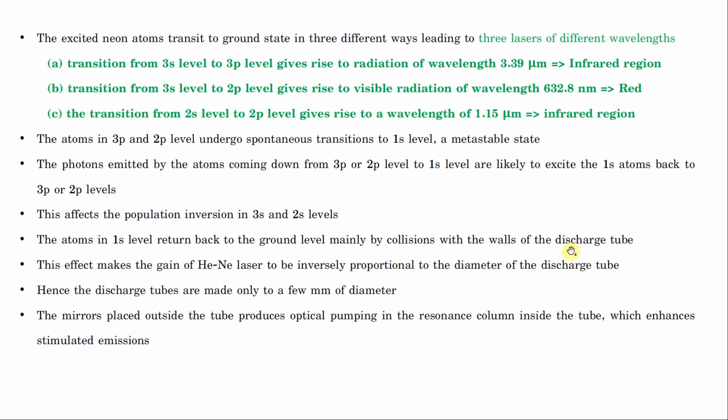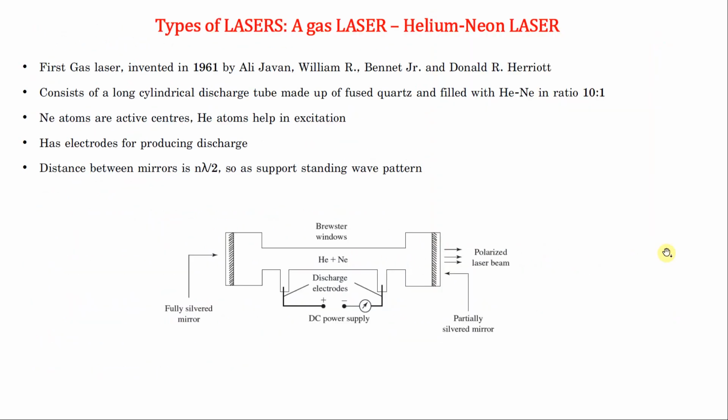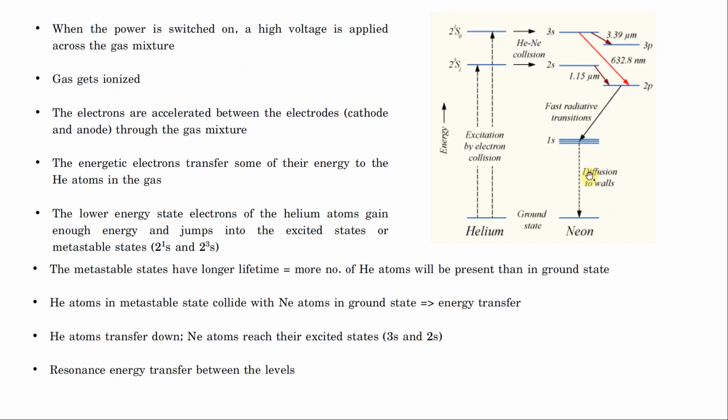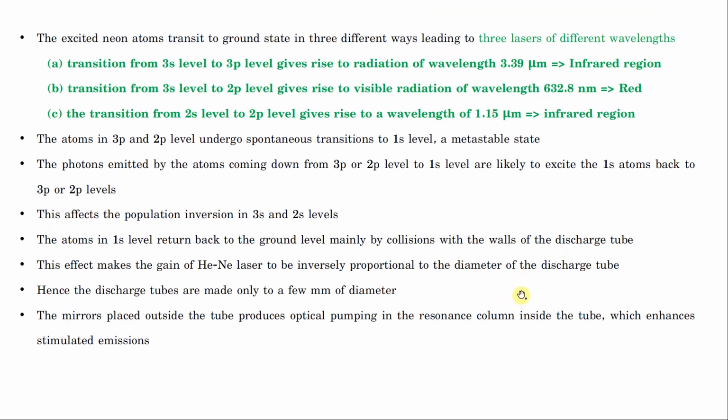So they collide with the walls of the discharge tube. The atoms can collide with the walls of the discharge tube here and lose some energy and come down to the ground level.